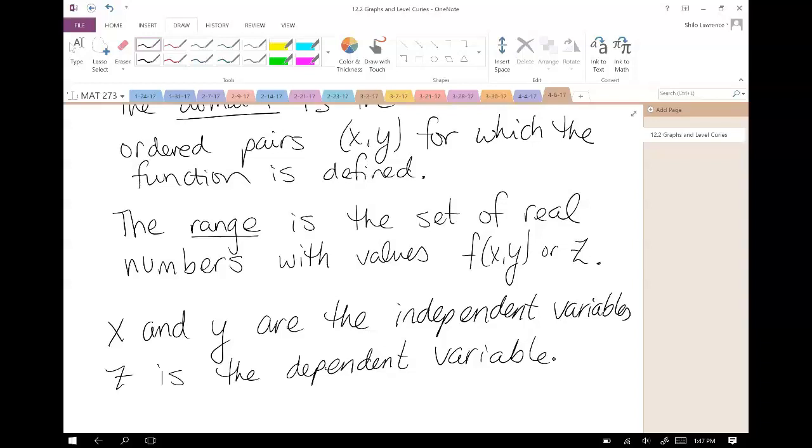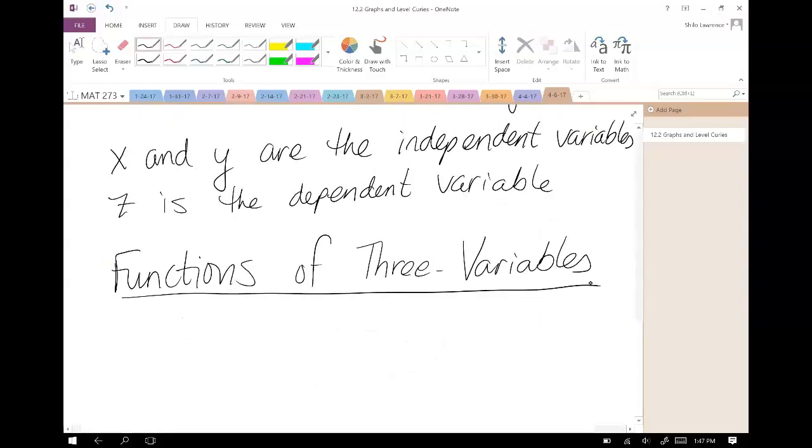We're also going to see functions of three variables. So that means three independent variables.